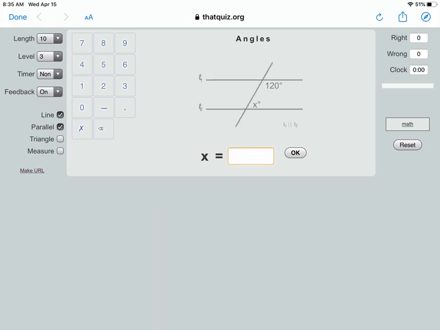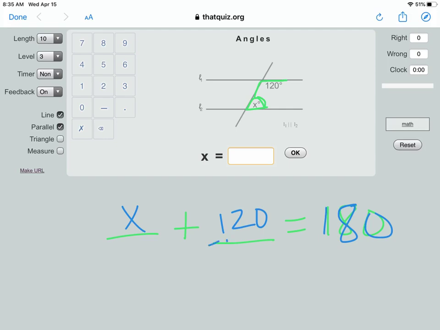Okay, here's another example where this is an obtuse angle. That's 120 degrees, but it's not congruent to this one. That's an acute angle. So together, these would add up to 180 degrees. So we would say x plus 120 equals 180. So I would use my inverse operations again. And if I do 180 minus 120, we get 60 for this one.